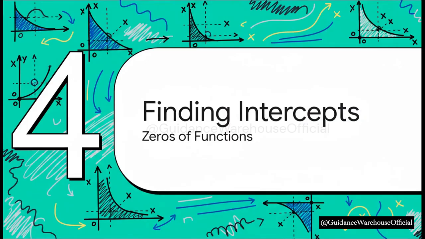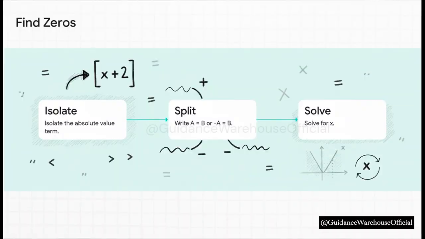Okay, section 4, finding the intercepts. Let's make this super easy with a structured procedure for finding horizontal intercepts, which is really just another way of asking when the function equals 0. Just always follow these 3 steps to the letter. Step 1, isolate the absolute value term entirely on one side of the equal sign. Step 2, split the equation into its positive and negative paths, so a equals b or negative a equals b. And step 3, solve for x.